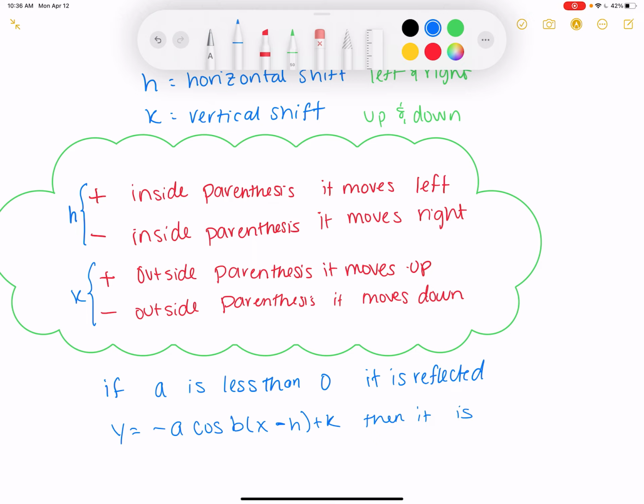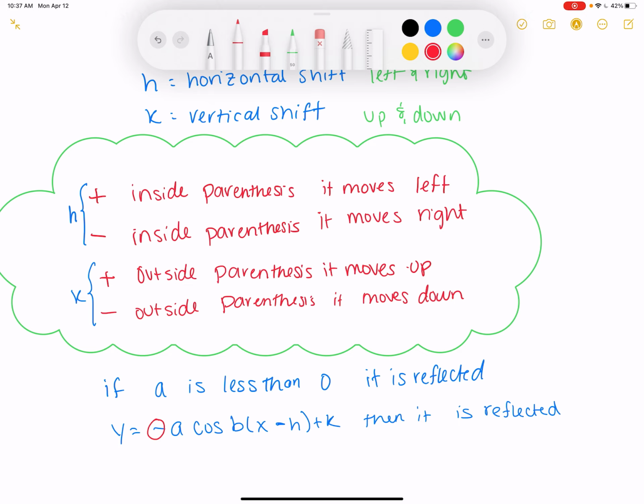I have a question. Is 1/2 less than 0? So would that be reflected or no? 1/2 is not less than 0. The only things that can be less than 0 are negatives. What if A is 0? It can't be 0. If it's 0, your whole thing is 0, and then you just have y is equal to 0.